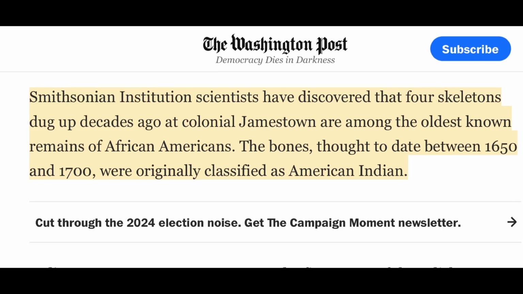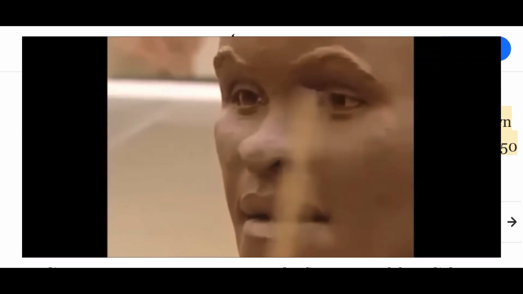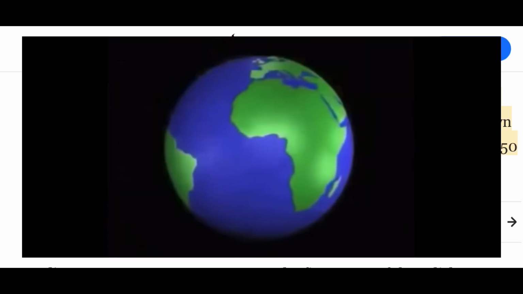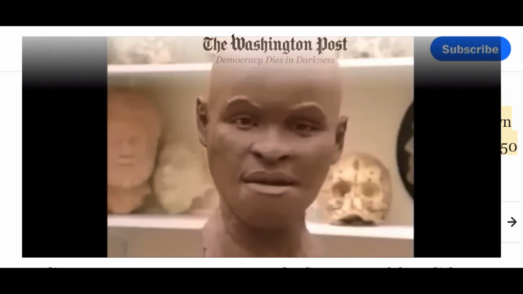Smithsonian Institution scientists have discovered that 4 skeletons dug up decades ago at colonial Jamestown are among the oldest known remains of so-called African Americans. The bones, thought to date between 1650 and 1700, were originally classified as American Indian. One of the oldest skeletons in America, known as Lucia, was also deemed Negroid. I question if modern scientists will also call her an African American, just as they did these bones.